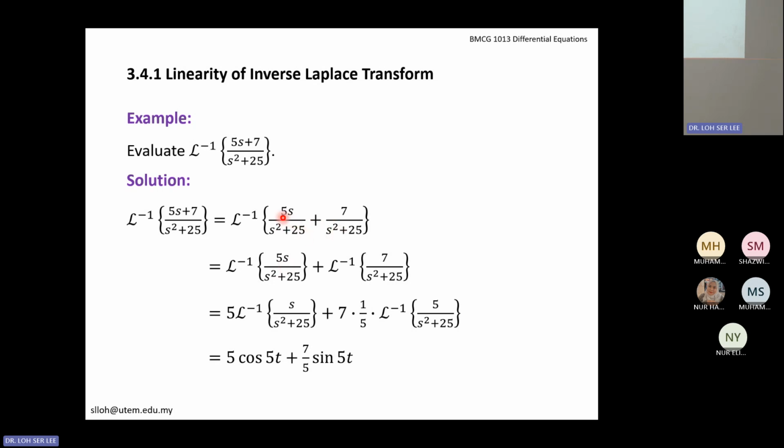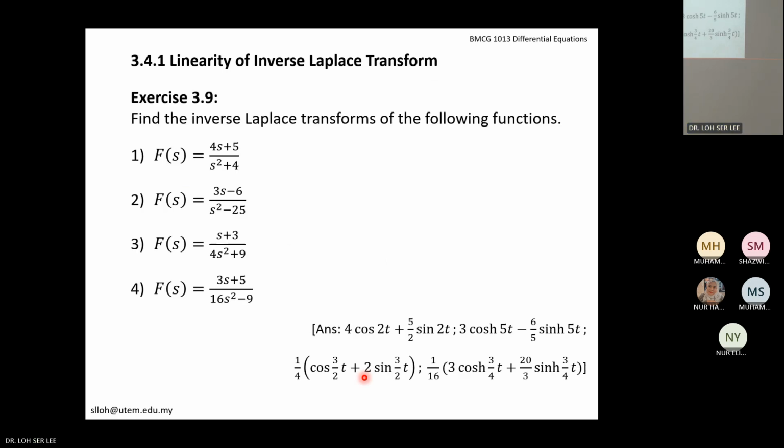Once you break this into two, then you just continue with what you have learned just now. First identify which formula to use, then compare your function to the formula and do some manipulation, then you get the result. Just like this one, a is 5. You should have a 5 here instead of 7. So you bring out the 7, insert the 5, divide the 5. Then you will get the result. Okay, exercise again, hands on.